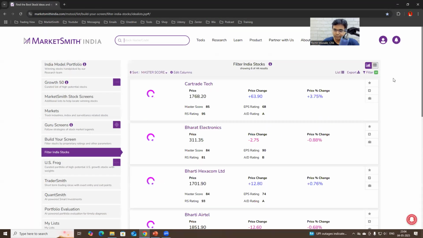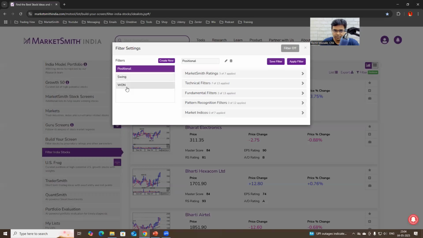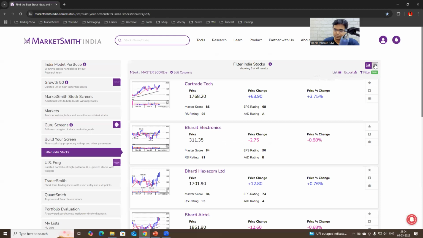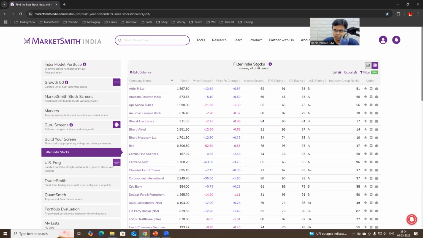So let's say this is our filter. I apply this and you see there are 44 stocks. So step one is done. This is 44 stocks out of 5,000 odd stocks in India. So filtering is done. Step two is shortlisting, where you click here and you open windows on the right side.